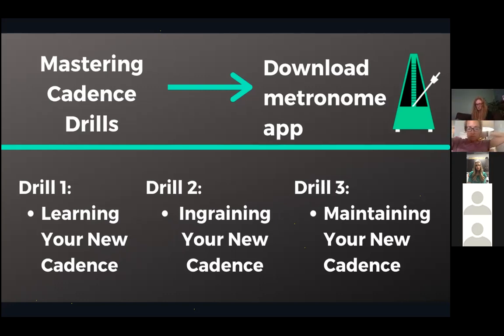It's a cadence that you decide, okay, I'm going to experiment with this 5% increase, and then you go and try it. Then if that feels good to you, you can ingrain it. And when you ingrain your cadence, that's simply slowly taking away the metronome in different increments so that your body starts to get used to running without the metronome. And then maintaining would be the third drill. You have the metronome there still, but you turn it off, and then you check back in every certain amount of time and make sure that you're still maintaining that cadence.